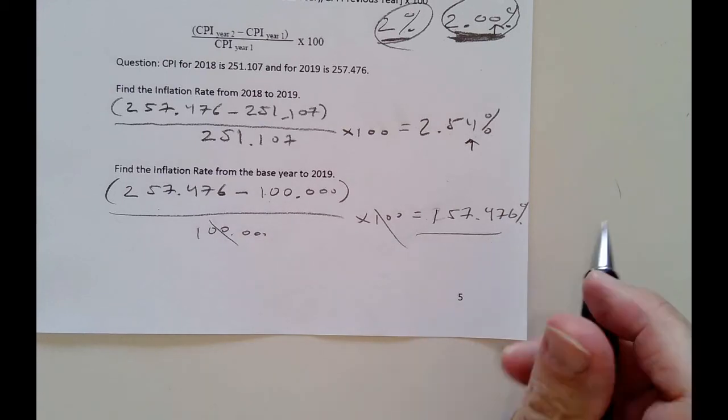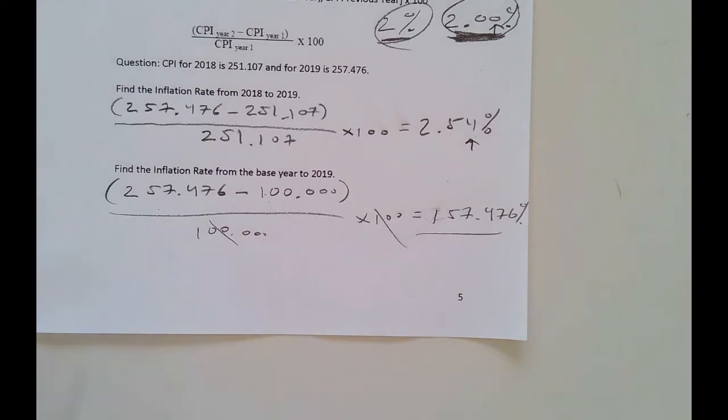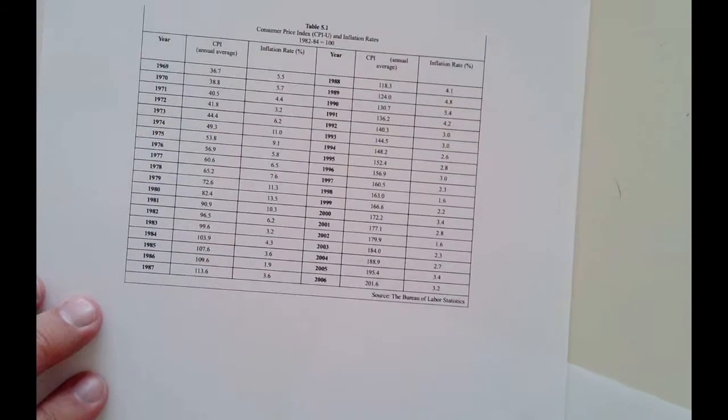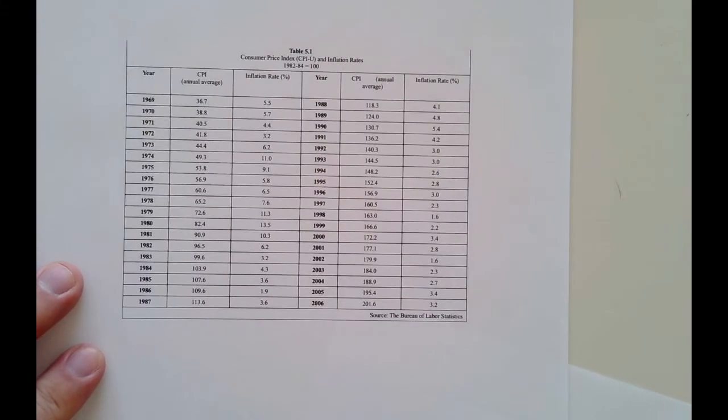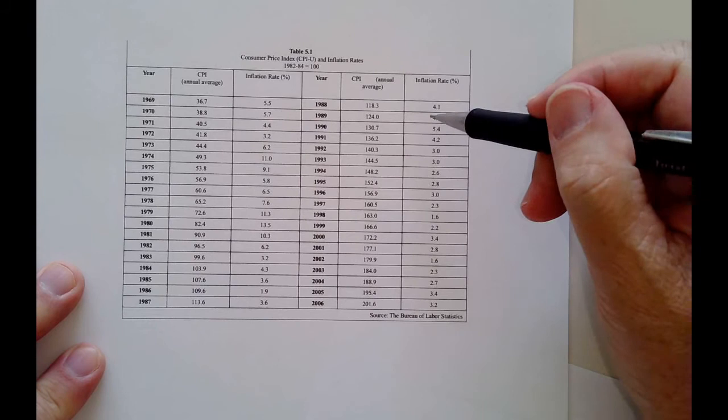Go back to the data. You can see that here in the 1980s and 90s, or 88, 89, 2000, we've had pretty good numbers.